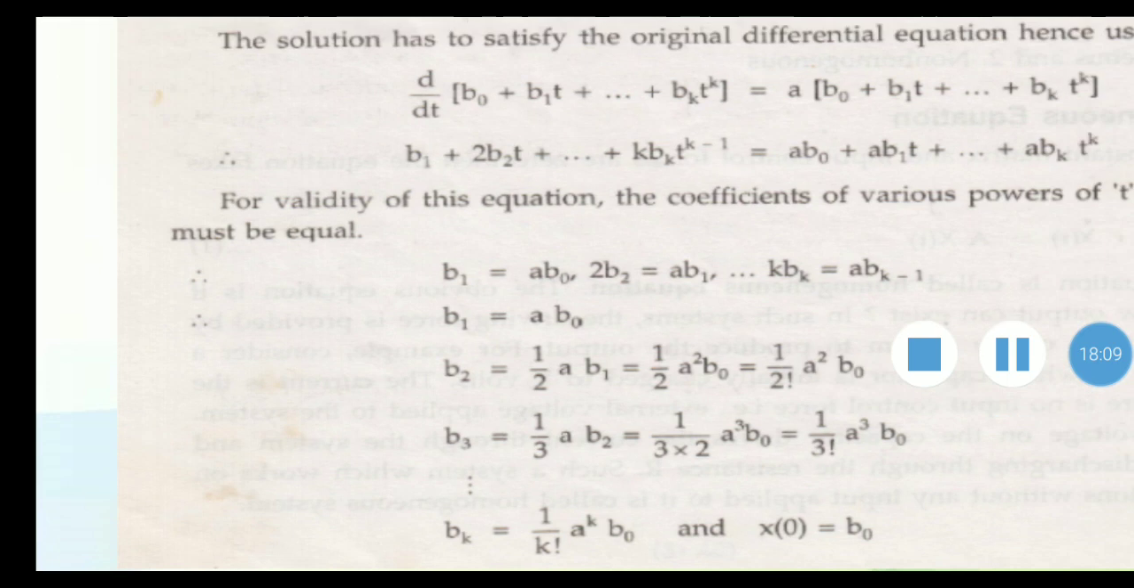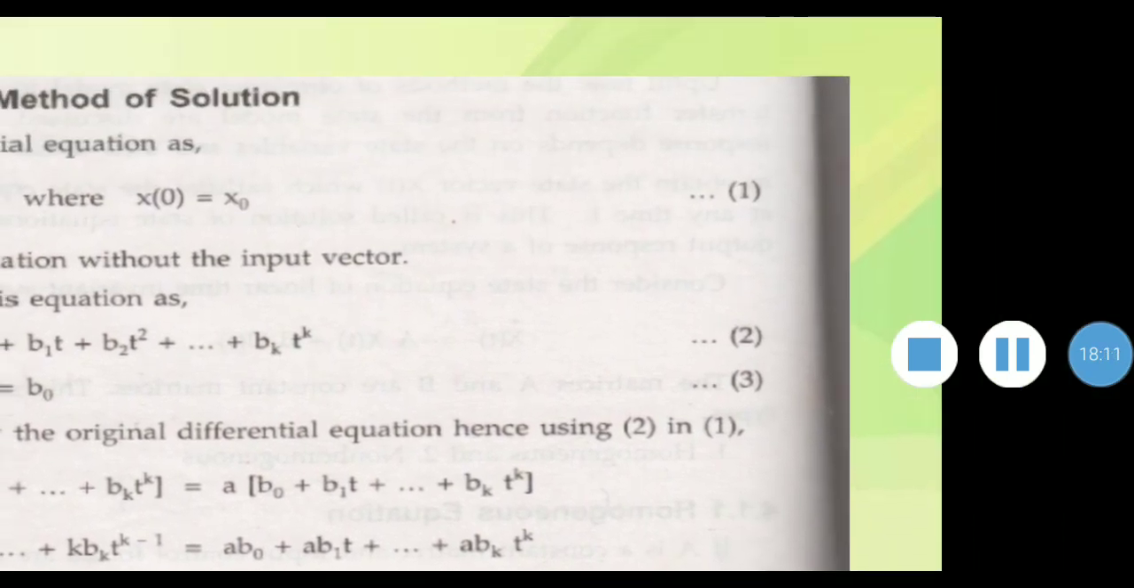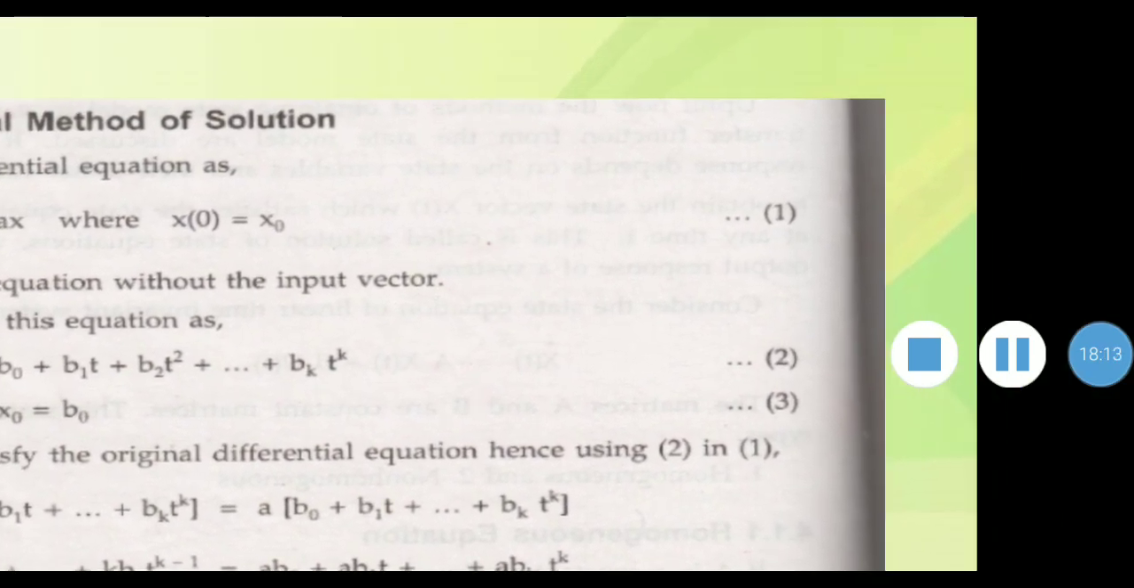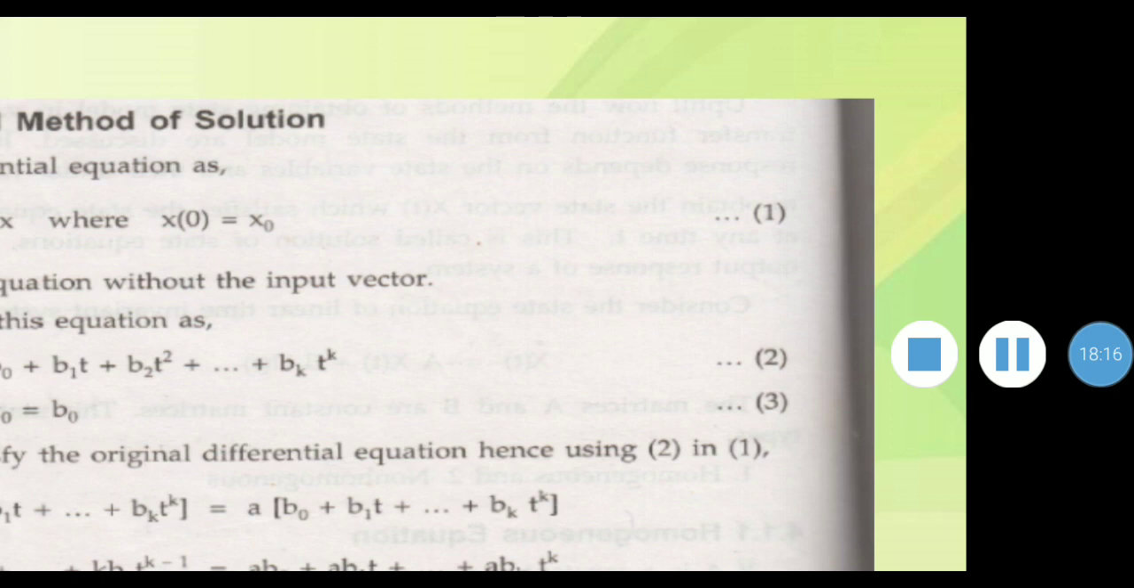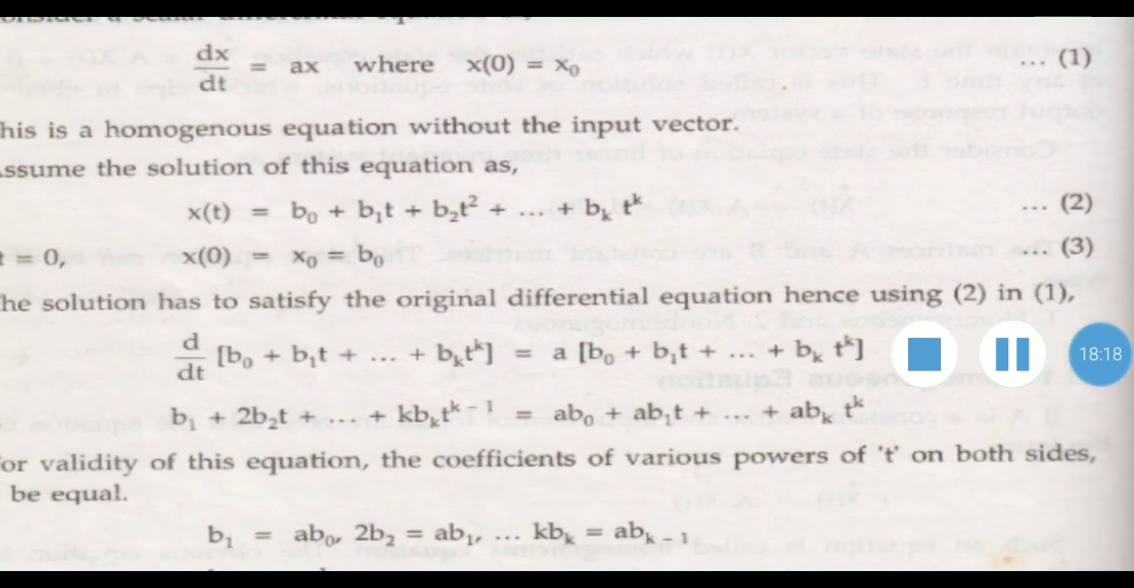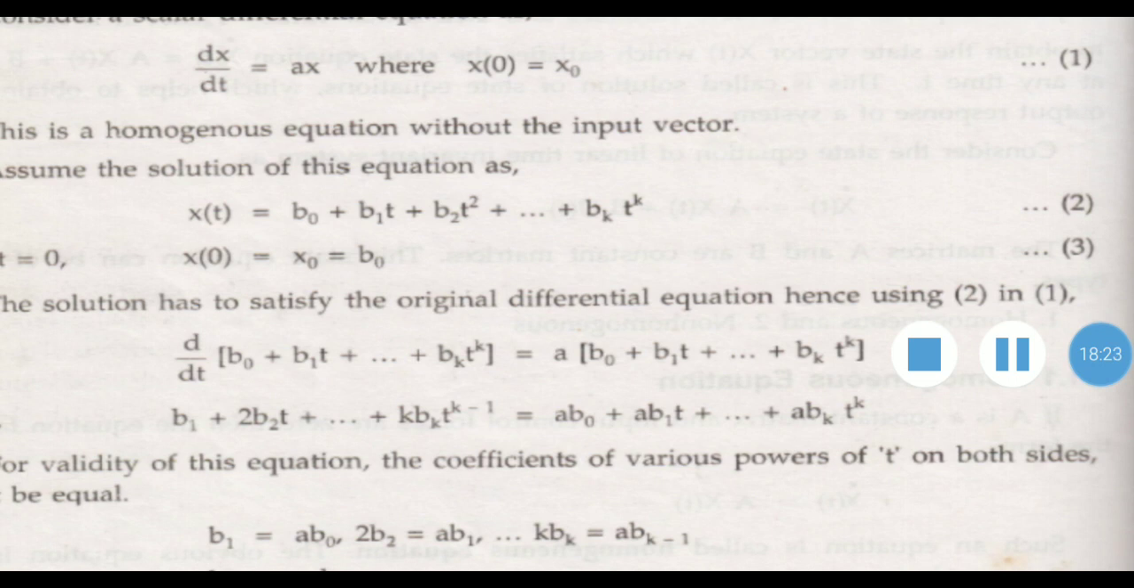Using equation 2 in equation 1, d by dt of b naught plus b1 t plus bk t raised to k is equal to a times b naught plus b1 t plus bk t raised to k. Therefore b1 plus 2 b2 t, and so on, plus k bk t raised to k minus 1 is equal to a b naught plus a b1 t plus a bk t raised to k.